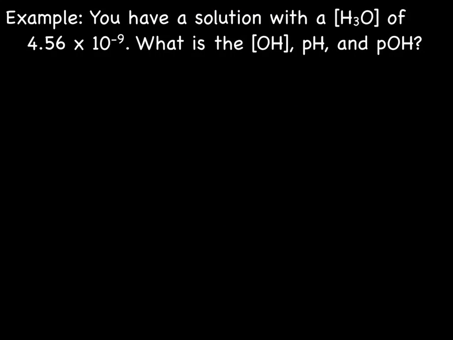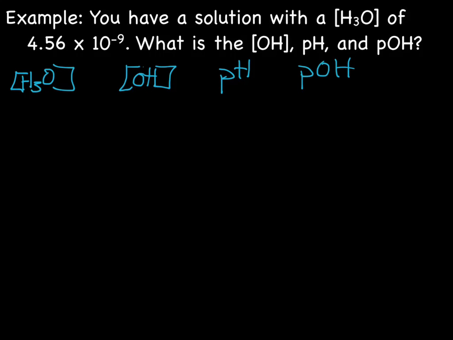Okay, so here's our sample problem. You have a solution with an H3O concentration of 4.56 times 10 to the negative 9th. What are the concentration of OH, and what are the pH and pOH? What I normally do is write a data table. So I'll start with the concentration of H3O, and then I'll have the concentration of OH, and then I'll have the pH, pOH, and the last column, is this thing an acid, a base, or neutral?